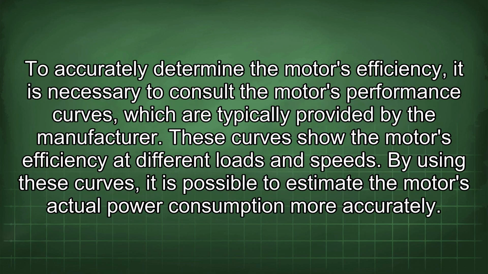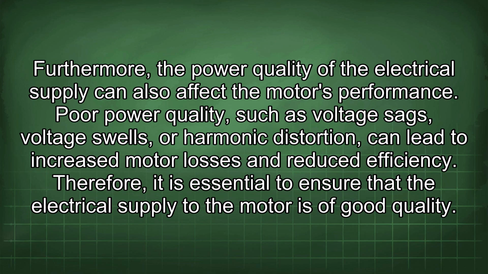To accurately determine the motor's efficiency, it is necessary to consult the motor's performance curves, which are typically provided by the manufacturer. These curves show the motor's efficiency at different loads and speeds. By using these curves, it is possible to estimate the motor's actual power consumption more accurately. Furthermore, the power quality of the electrical supply can also affect the motor's performance. Poor power quality, such as voltage sags, voltage swells, or harmonic distortion, can lead to increased motor losses and reduced efficiency. Therefore, it is essential to ensure that the electrical supply to the motor is of good quality.